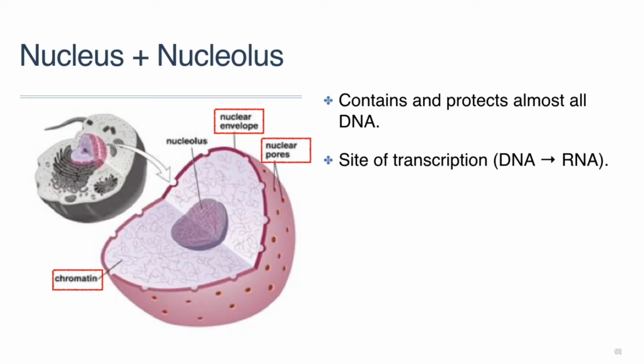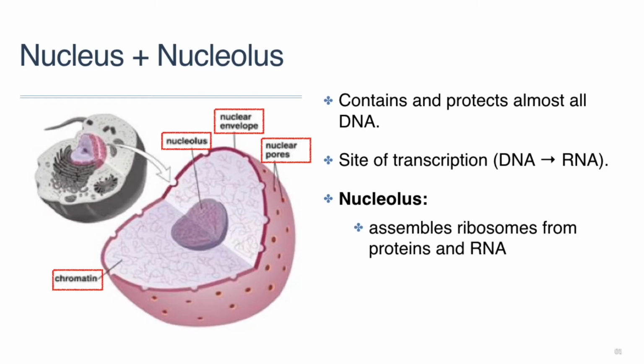On the inside of the nucleus is also a dense structure called the nucleolus. The nucleolus is where the cell structures called ribosomes are made, and ribosomes are made from a combination of proteins and RNA. In general, eukaryotic cells are defined by the presence of the nucleus.